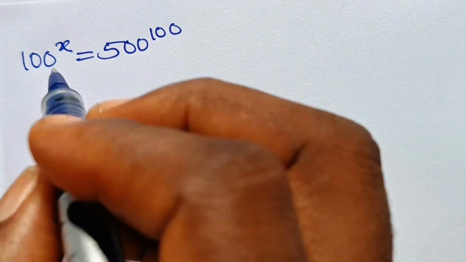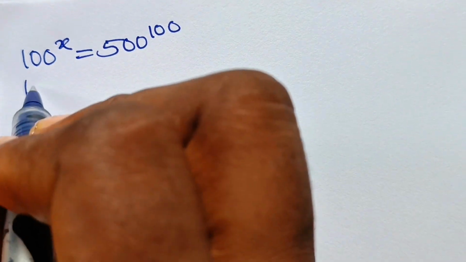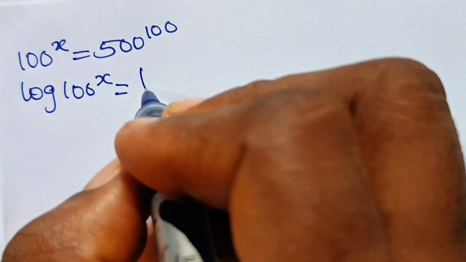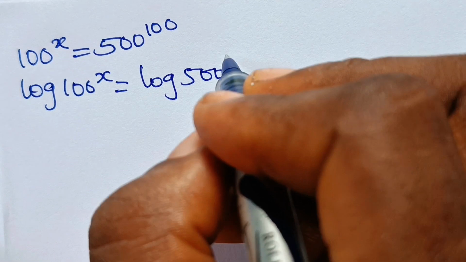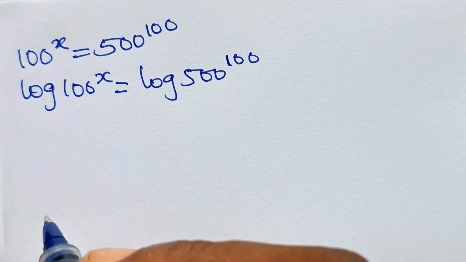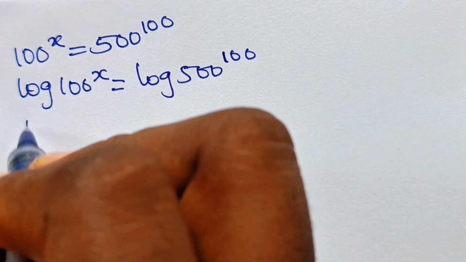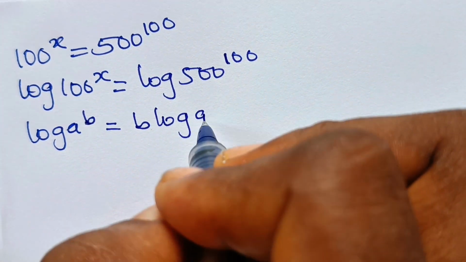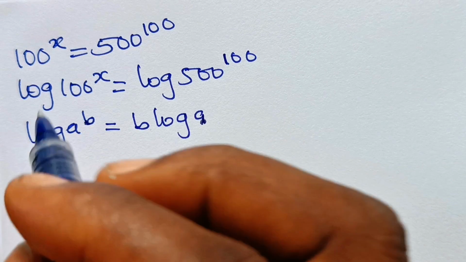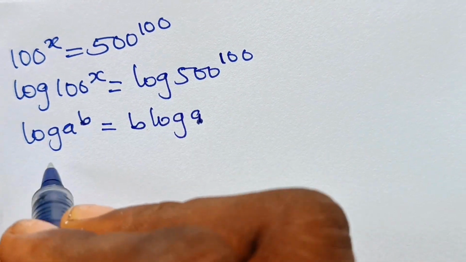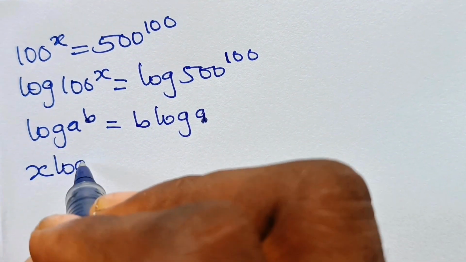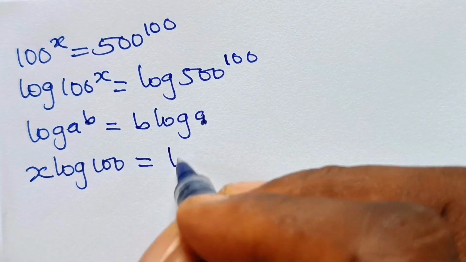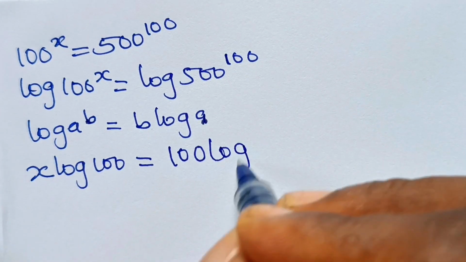So we're going to introduce log to both sides. So we take log of both sides. So log 100 raised to the power of x is equal to log 500 raised to the power of 100. Now recall that log a raised to the power of b is equal to b multiplied by log a. So that simply means that we can write this as x multiplied by log 100 is equal to 100, this will come down, multiplied by log 500 as well.